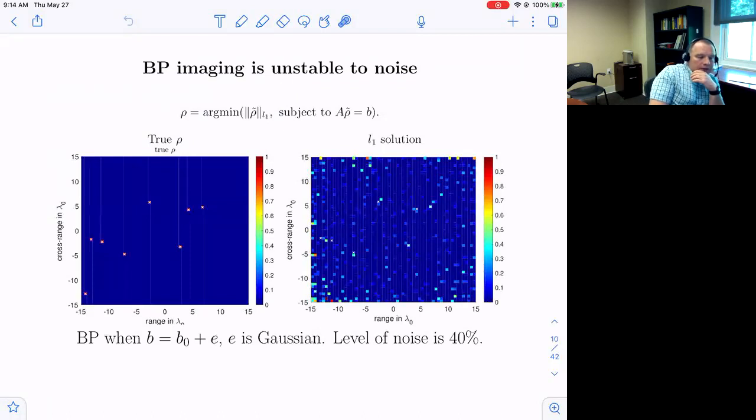One of the issues with basis pursuit, at least with the imaging matrices that we encountered, was that basis pursuit imaging is unstable to noise. If you add 40% of noise to this image, then you almost immediately start losing resolution. This is the true image, and here you see a lot of grass, and some of it is even stronger than the signal.